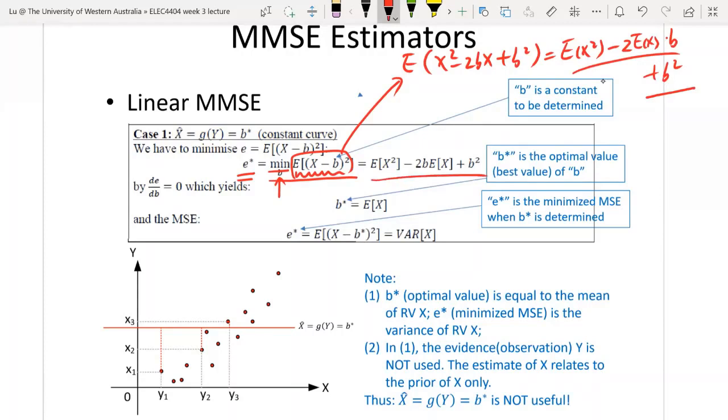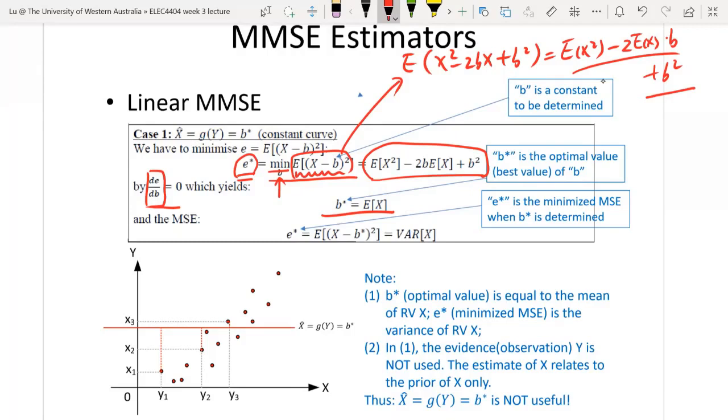You are going to minimize this expression to derive the best result. If you want to minimize a function in terms of b, we want the derivative of this function with respect to b to be equal to 0, so that the function value is minimized. By setting the derivative with respect to b to be 0, we can work out that the best b value is equal to E of x, the expectation of the x variable.